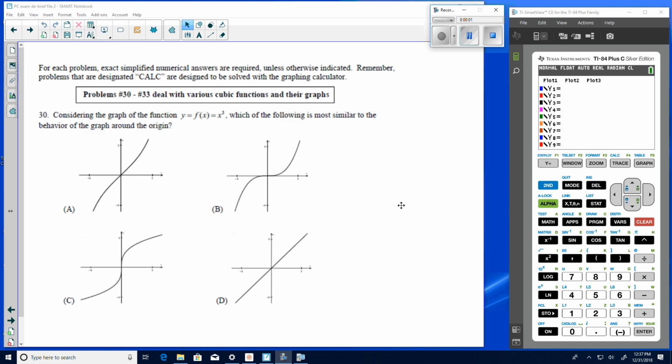Okay, we're back to our exam review, and we're up to problem number 30. And the question is, considering the graph of this function y equals x cubed, this is called our cubic. It's one of the basic functions in your library of functions, which you should have known from last year. Which of the following is most similar to the behavior of the graph around the origin?